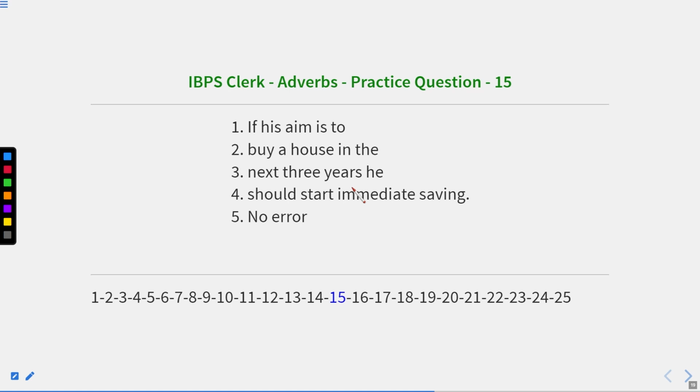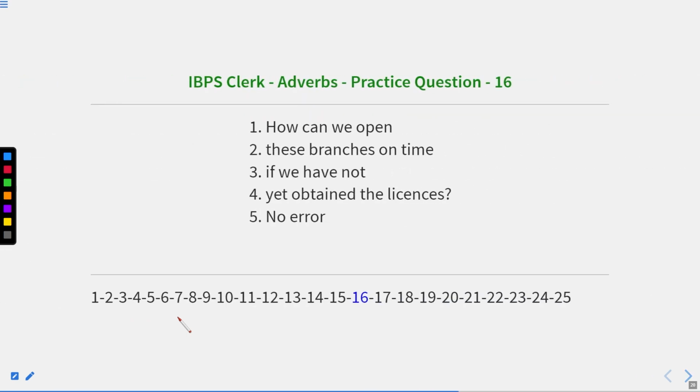If his aim is to buy a house in the next 3 years, he should start immediate saving. Now he should start what? Saving, but as soon as possible. So it will be saving immediately. Immediate over here is an adjective, but we need an adverb to qualify the verb, so it should be saving immediately. So the error is in part 4. Now let us move to the next one.